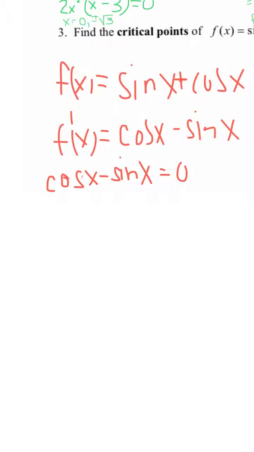So the derivative in this case is pretty easy. The derivative of sine x is just cosine of x. And the derivative of cosine x is negative sine x. So when I set the derivative equal to 0, I can add the sine to the other side. So cosine is equal to sine.